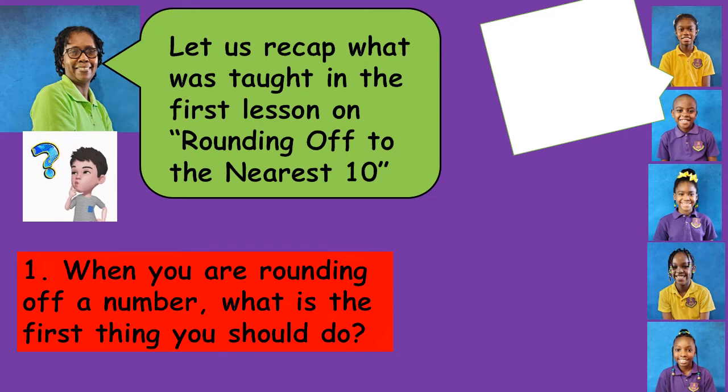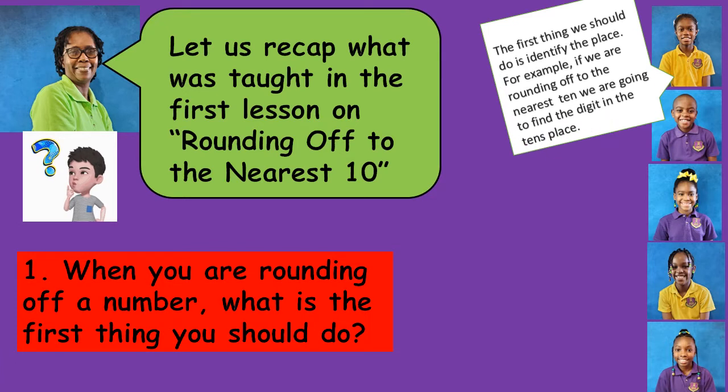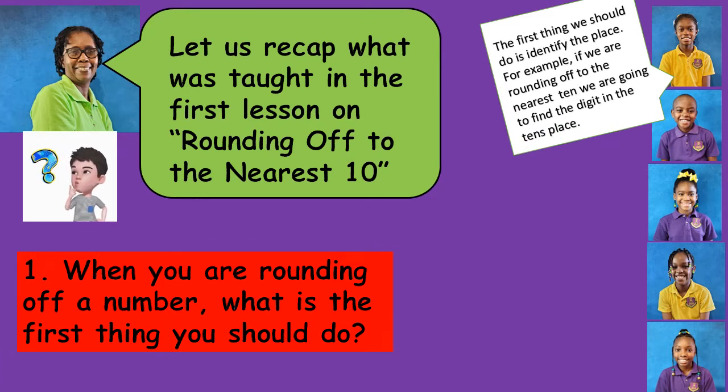And I see Danelia would like to respond. Let's hear what she has to say. So Danelia is saying the first thing we should do is identify the place. For example, if we are rounding off to the nearest 10, we are going to find the digit in the tens place. Do you agree with Danelia? Excellent job, Danelia. That's the first thing you must do. Always identify the place.